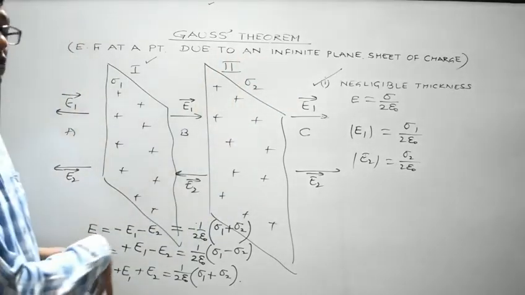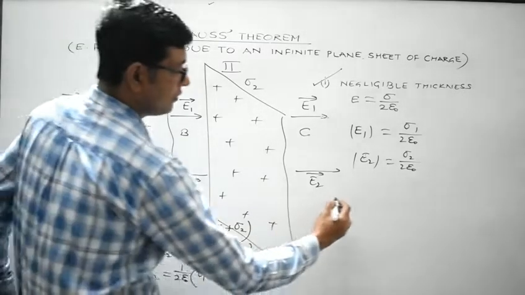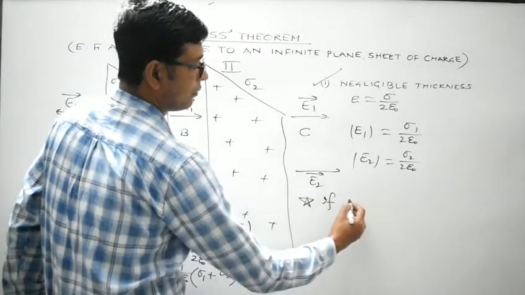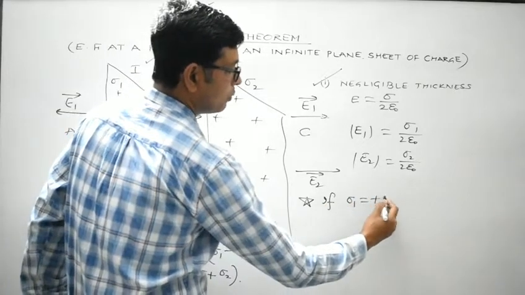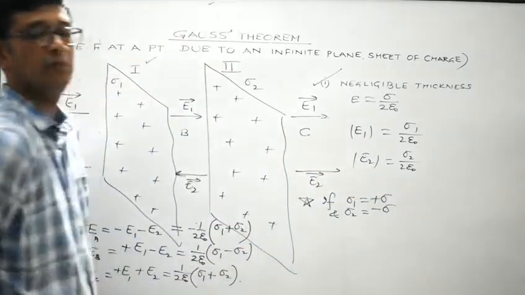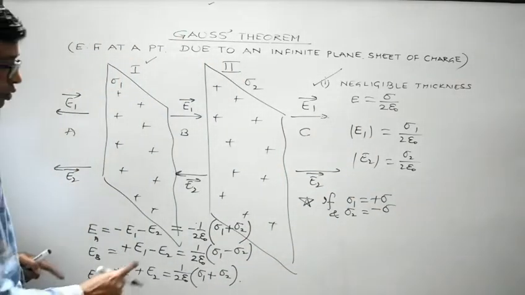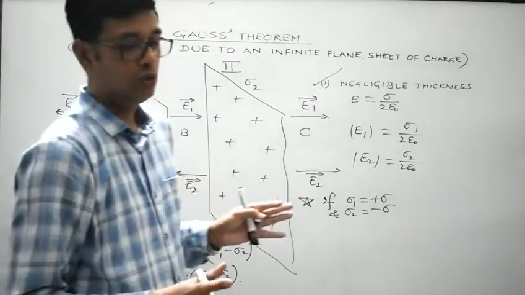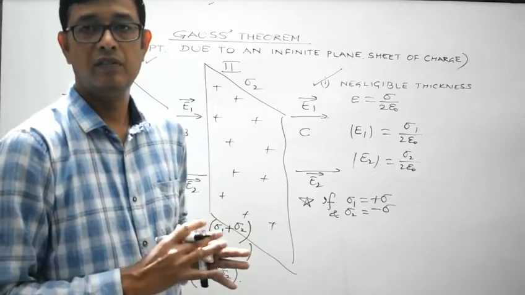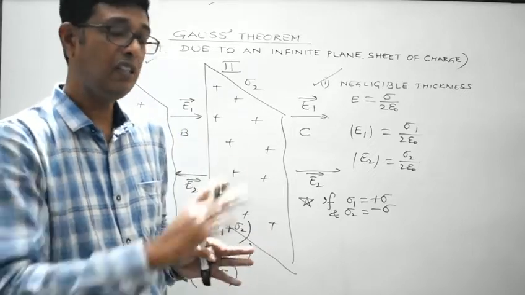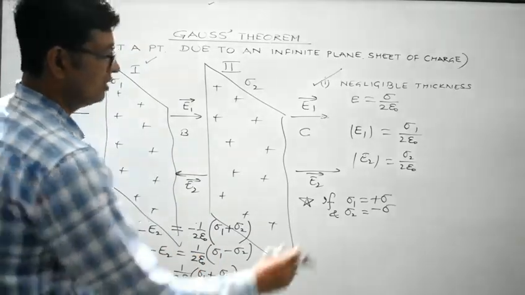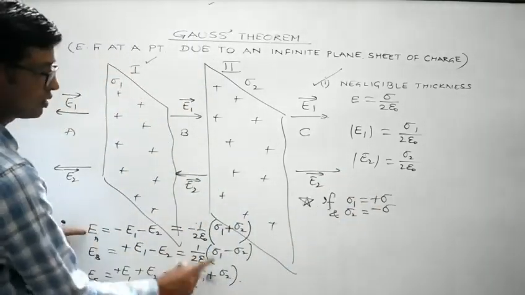Now there is another subcase. This is a very important subcase: if sigma 1 is equal to plus sigma and sigma 2 is equal to minus sigma. So we are talking about two parallel infinitely thin plane sheets of charge having equal and opposite surface charge densities, right? So in such a scenario, substitute this value.